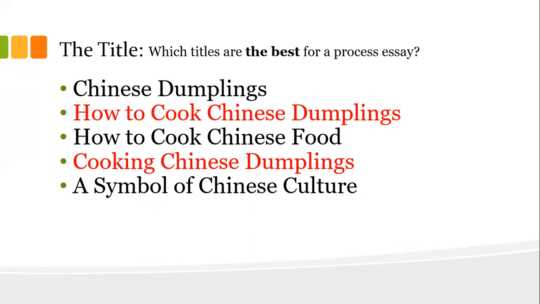The third title, how to cook Chinese food, is very broad, too broad. Are you going to tell me how to cook every kind of Chinese food? Probably not. So we need to be more specific on what kind of Chinese food. And then the last title doesn't help me out at all. It certainly doesn't look like a process essay because I'm not doing anything, right? You need some kind of verb, right? Making, cooking, fixing, learning, because you're telling me how to do that thing. Okay.